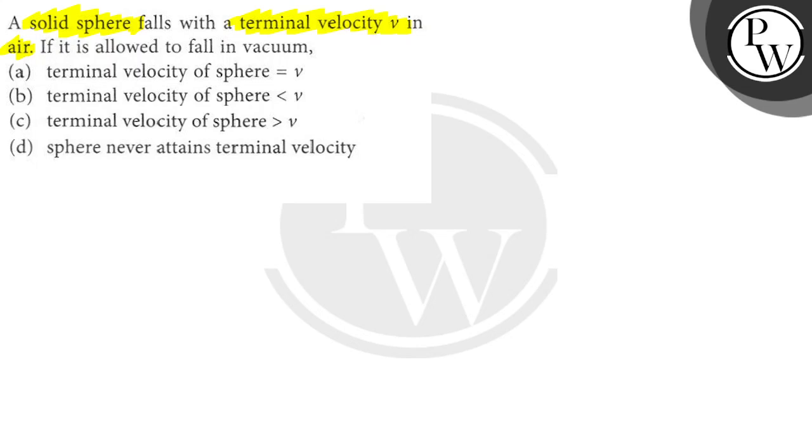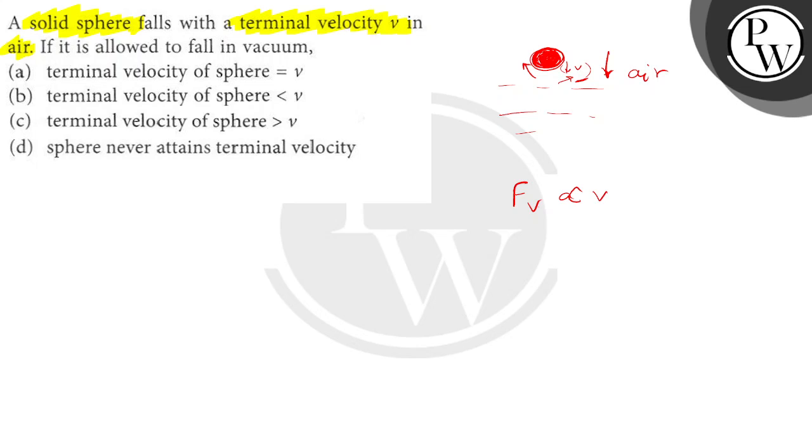So what happens is when there is a solid sphere, and it is allowed to fall freely in air, it is surrounded by air. When this falls with some velocity v, there is some viscous force. The force used to disperse the air from below it and to its side is a viscous force acting on the sphere. This viscous force keeps increasing as velocity increases. So the viscous force is directly proportional to the velocity.